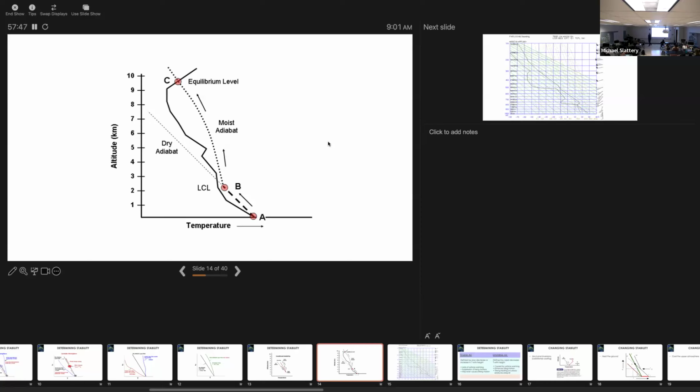Okay, and then what were you saying about if it gets to the LCL before this? If it gets to the LCL here, meaning it's saturated, it'll continue to rise because it's still unstable. Because now it occurs to the right of that line, cooling at the saturated rate. Then it's just going to keep going.